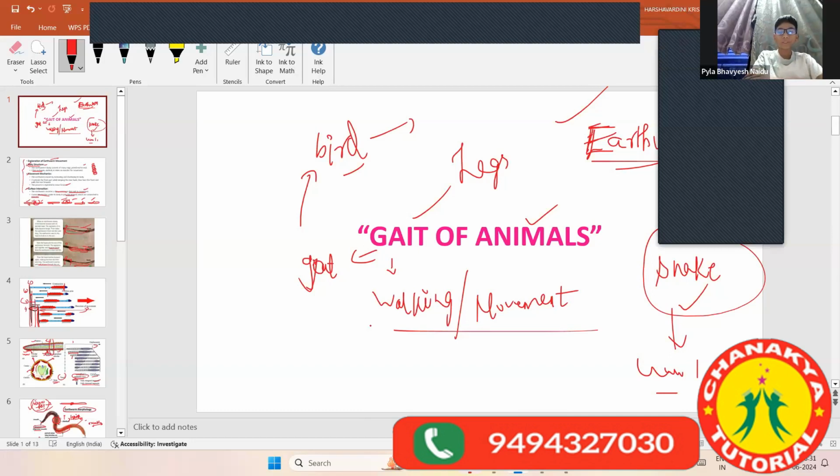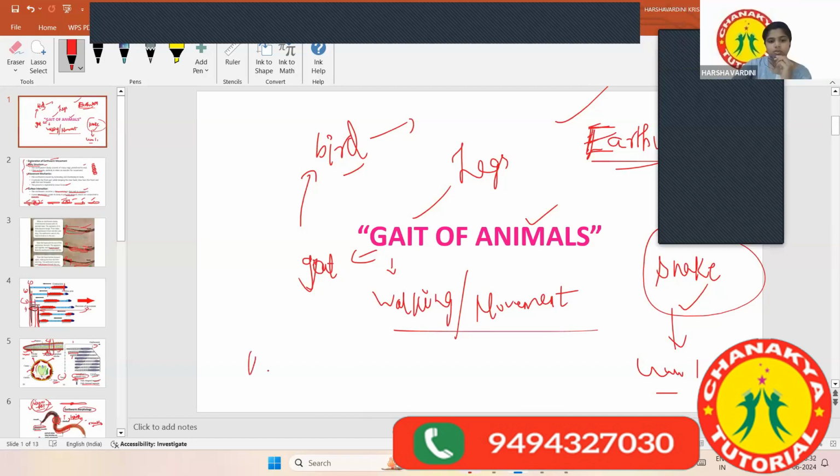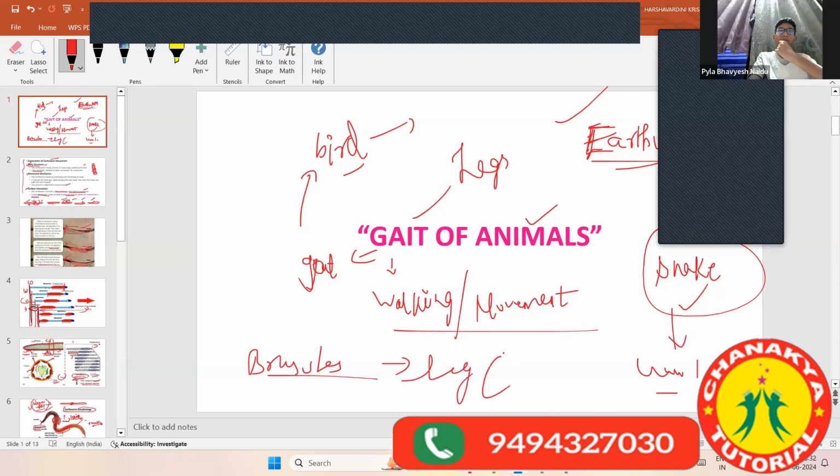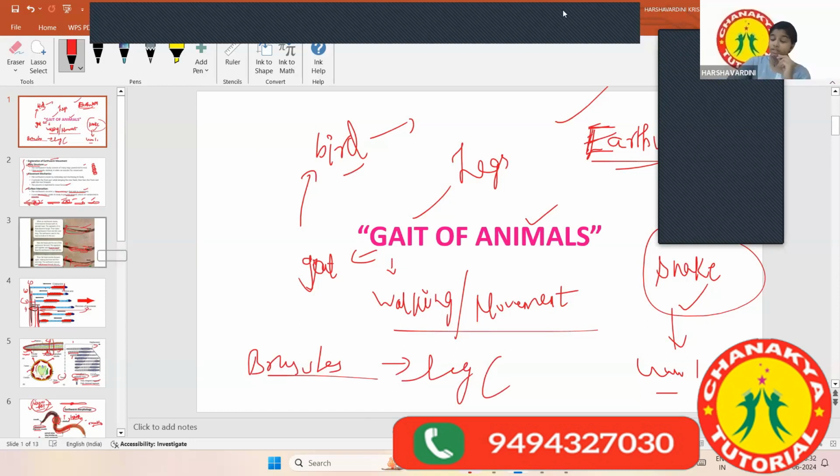Bristles. You can say legs. They have bristle-like structures. In simple terms, they act as legs. Soft, hair-like brushes, bristles. And what is the scientific name of that?